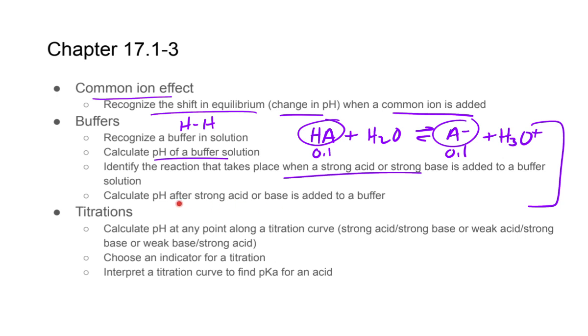And then perhaps one of the harder problems that we do this semester is calculating the pH of a buffer after a strong acid or strong base has been added. Okay, so you need to use a reaction table or BCA table to determine the moles of buffer components after the reaction takes place, and then use Henderson-Hasselbalch to calculate the pH. I'm going to pause here. Questions about buffers?